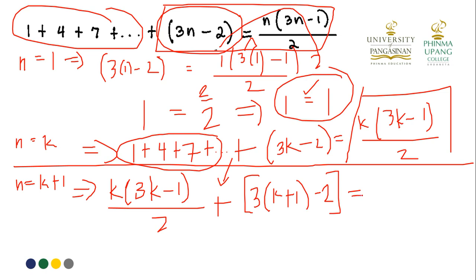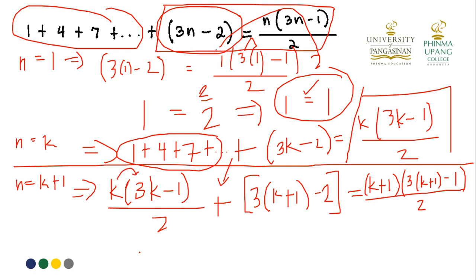Right, this one is a bit long. K plus 1, then 3, then k plus 1, then k plus 1 minus 1, all over 2. Next, let's distribute this.